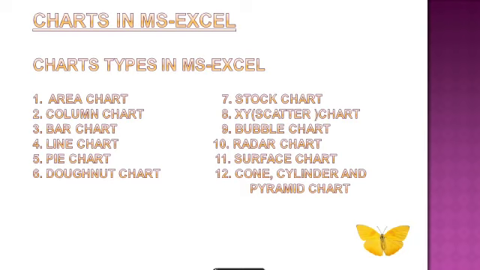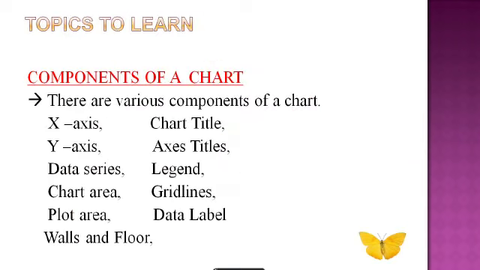See here, I would like to explain the chart types. The chart types are area chart, column chart, bar chart, line chart, pie chart, donut chart, stock chart, XY chart, bubble chart, radar chart, surface chart, and cone, cylinder, and pyramid chart.